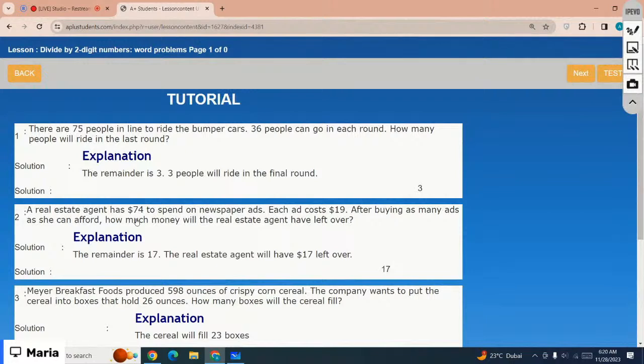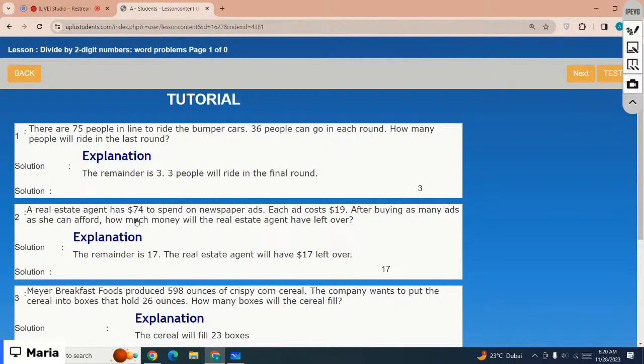Now I can see who can answer this question. There are 75 people in line to ride the bumper car. 36 people can go in each round. How many people will ride in the last round? Which is the correct option?